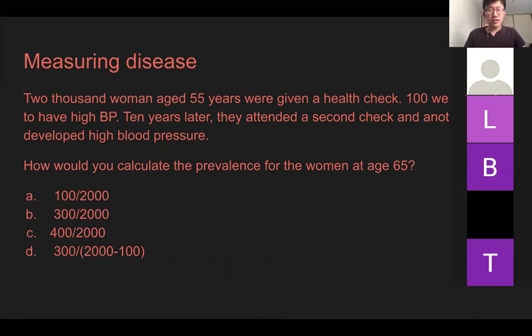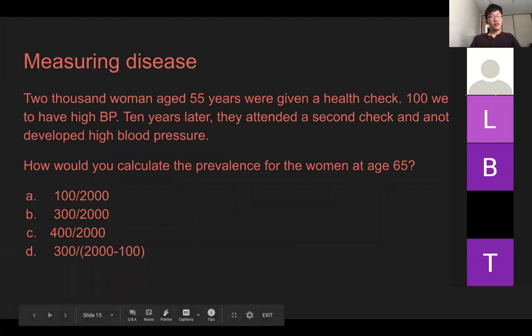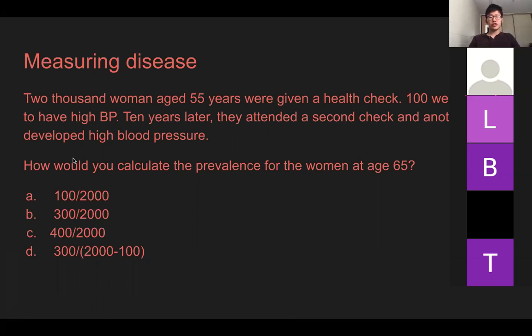So how would you calculate the prevalence of high blood pressure for women at the age of 65? Exam questions are probably going to be more similar to this in the sense that they are multiple choice and they won't necessarily make you calculate. So how would you calculate the prevalence? The answer is C. Getting lots of C's. Again, that's correct. So you add the 100 and the 300, and that is your total prevalence.